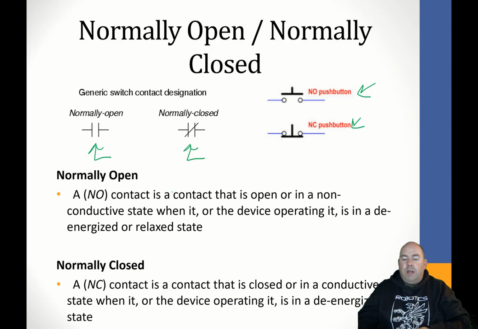Normally open means that the contact is open, or in a non-conductive state, when the device operating it is de-energized or relaxed. So this basically means it only gives signal when I activate it or push it, much like the guard that only signals trouble when he actually sees trouble. A normally closed contact works the opposite way. It's always giving signal when it's not activated. If you activate it, it actually shuts the signal off. So this is kind of like the person constantly on the radio, who will only stop being on the radio if they actually are disabled. So this is our normally closed contact.